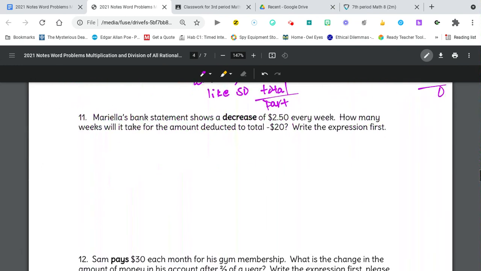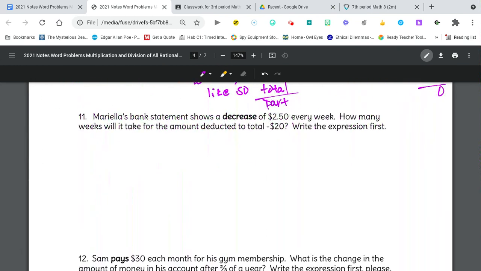Let's look at 11. All right, it says Mariella's bank statement shows a decrease of $250 every week. Okay, there's the word decrease. So notice that $250 is positive because of the word decrease. But if I take the word decrease out, guys, you've got to use negative $250, okay? Remember, don't use the word and the sign.